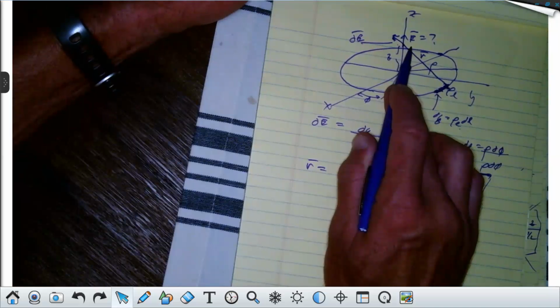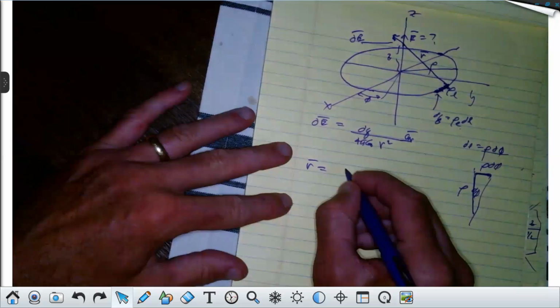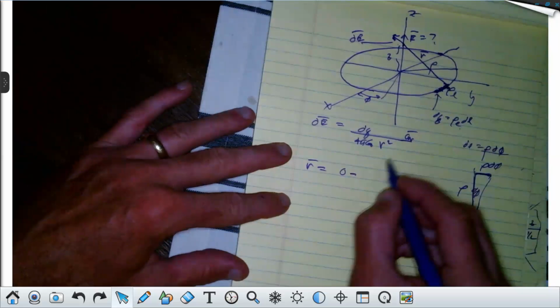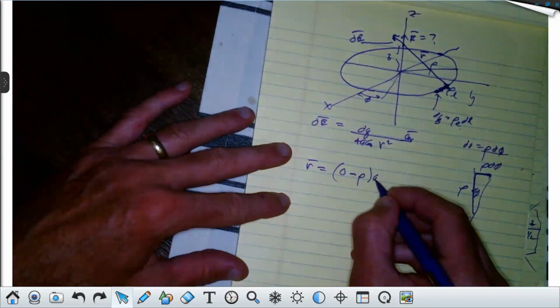Anyone? If I'm on the z-axis, what's the radial distance? 0, right? I'm on the axis, it's 0. So it would be 0 minus this radial distance, which is rho, a rho. Follow me?